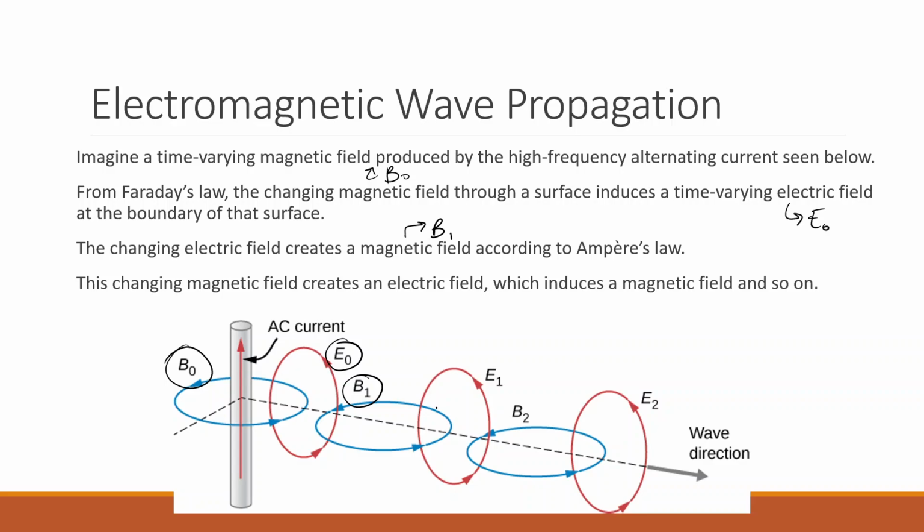Again, this changing magnetic field creates another electric field, E1, here, which produces a magnetic field, and so forth. So you can see that we are just constantly producing one or the other. So this magnetic field creates an electric field, E1, which produces another magnetic field, B2, and so forth. Okay, now you can see all of these being created along this perpendicular line here, and this is our wave direction. Okay, so this is our wave propagation.